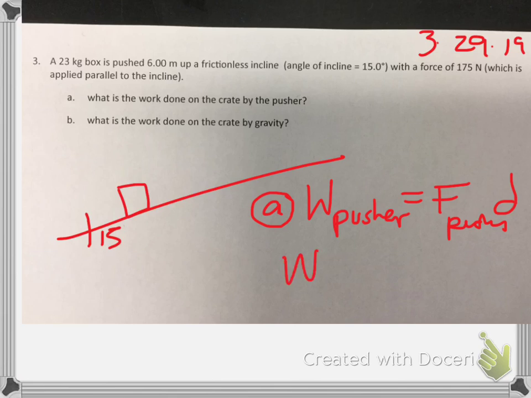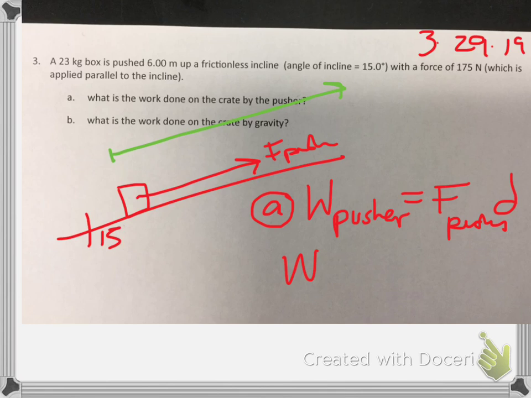So, and we could say, this is where the cosine theta does come in handy. So if the force of the pusher is being applied parallel to the incline and up the incline, then the angle between the motion of the object and the force of the pusher is what? 0. Cosine of 0 is 1. Okay, cool. We're gonna use that again in part B.